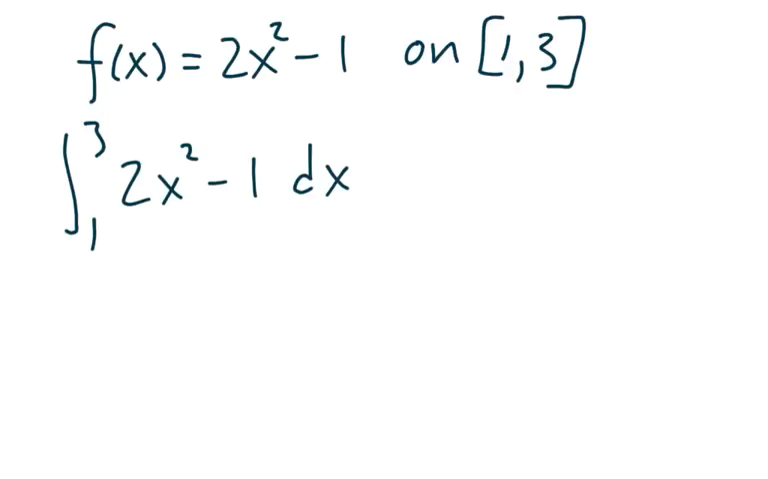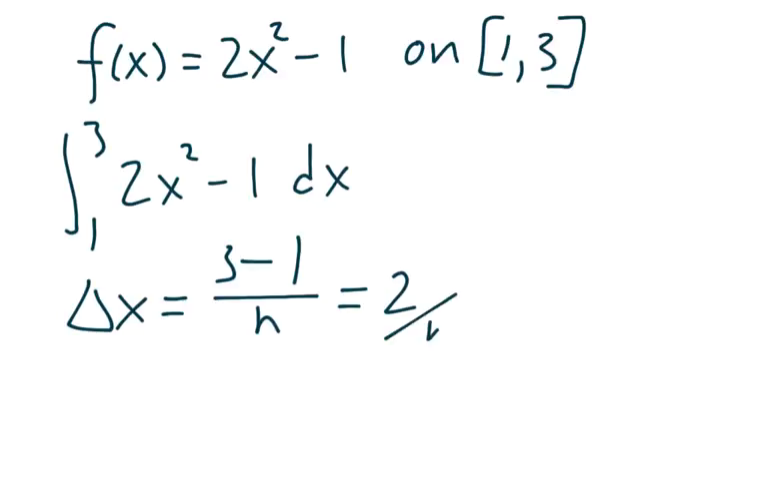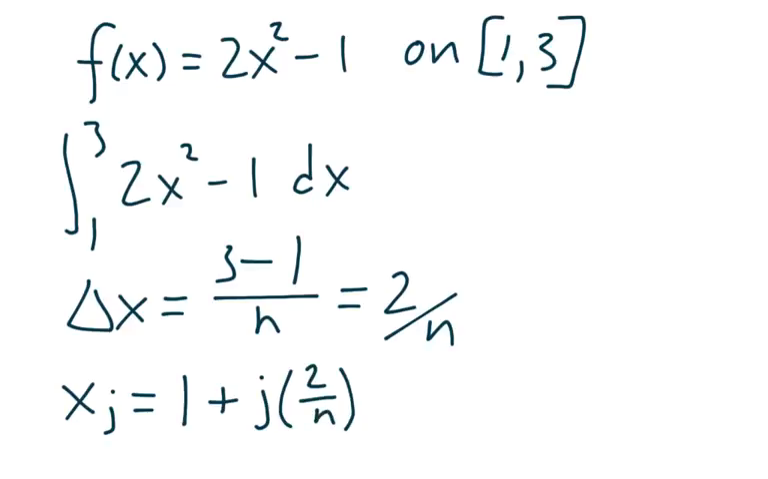But before we get to that, let's compute a few things that we're going to need for the Riemann sums. Now remember, delta x is by definition b, which is 3, minus a, which is 1, over n, which is 2 over n, and x sub j is a, which is 1, plus j times delta x, which is 2 over n, which will shorten to 1 plus 2j over n.